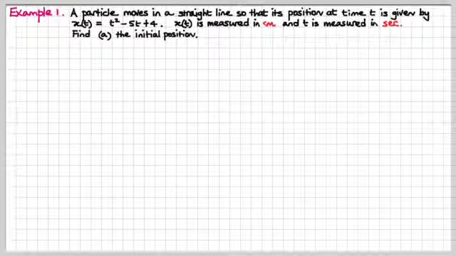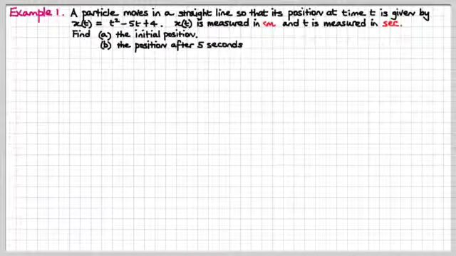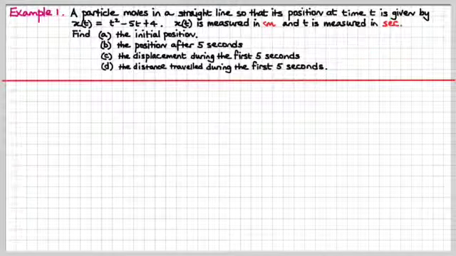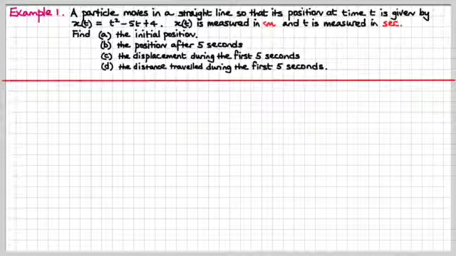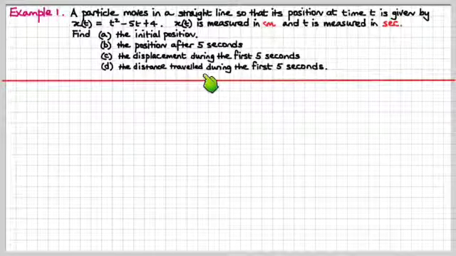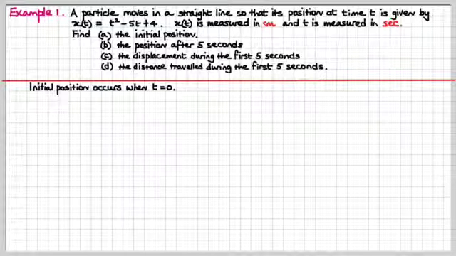Now, what do we have to find out, guys? The initial position, the position after 5 seconds, the displacement during the first 5 seconds, and the distance travelled during the first 5 seconds. Now that's going to be interesting because it's probably going to have changed direction. So don't fall into the trap. Let's have a look at it. We'll probably graph it, just to have a look at the whole position versus time situation.